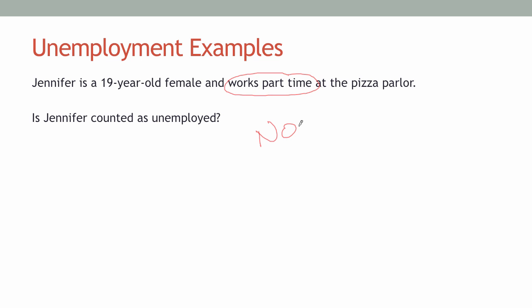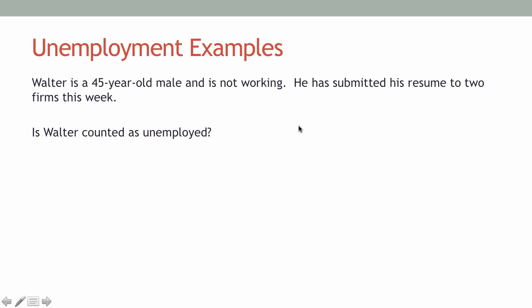And you're like, come on, Mr. Close, give us an example of someone who's unemployed. Well, here we go. We got Walter, and he's a 45-year-old male. He is not working, and he submitted his resume to 2 firms this week. Is Walter unemployed? Yes. Mr. Walter is over 16. He's actively looking for work. He does not have a job yet, and he is considered unemployed.